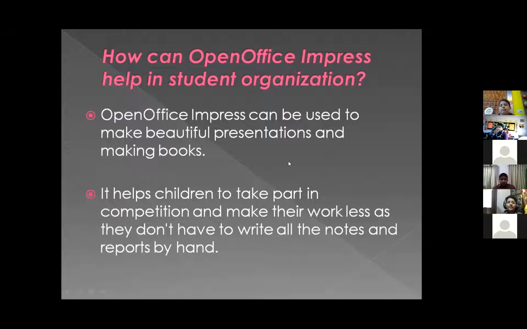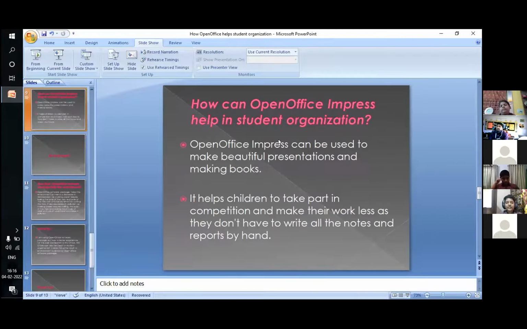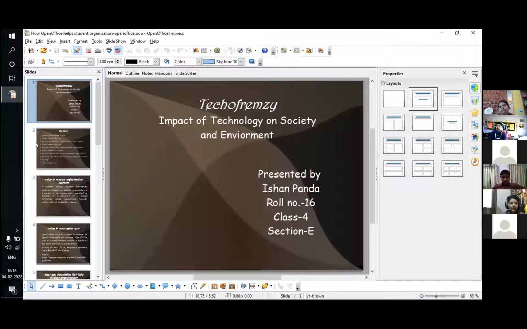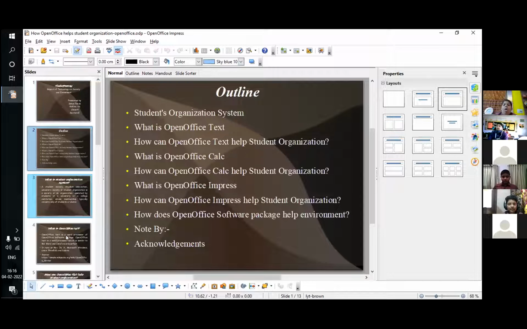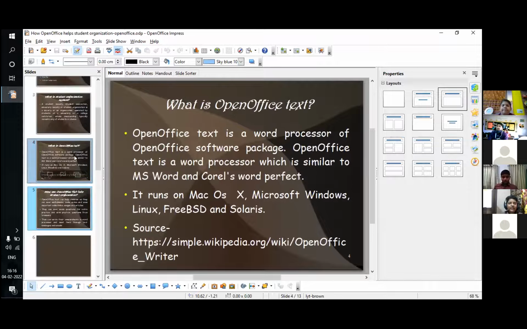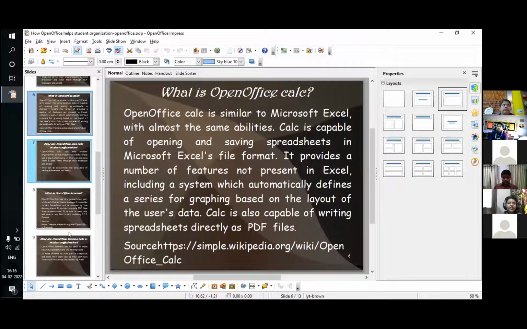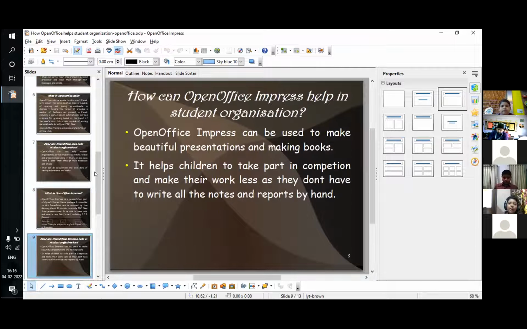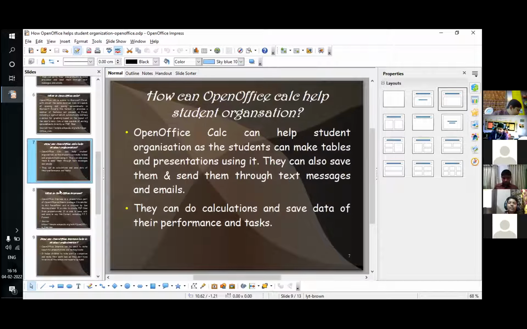How can OpenOffice Impress help in student organization? OpenOffice Impress can be used to make beautiful presentations and make books. It helps children to take part in competitions and make their work less, as they don't have to write all the notes and reports by hand. Here is an example of the same presentation, but in OpenOffice Impress. All the text and everything is the same. Just the font and the background design are different.